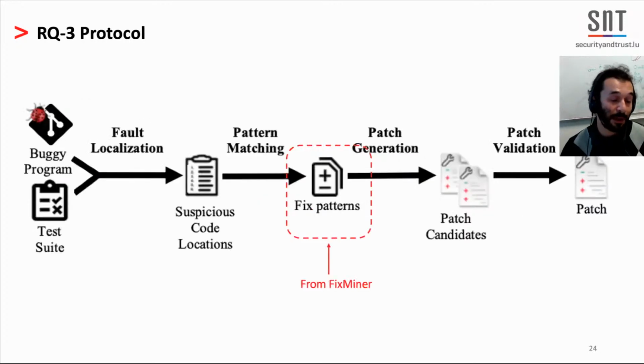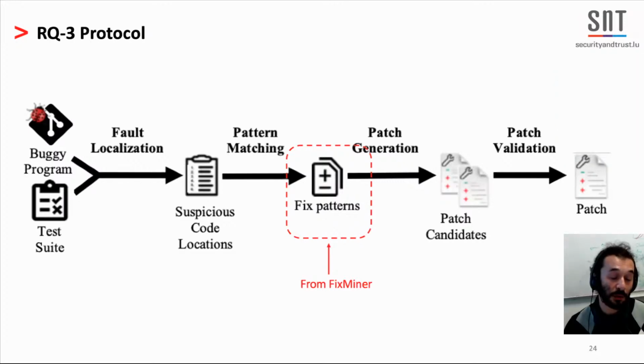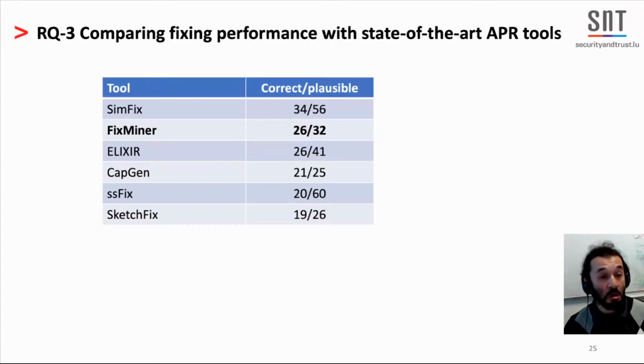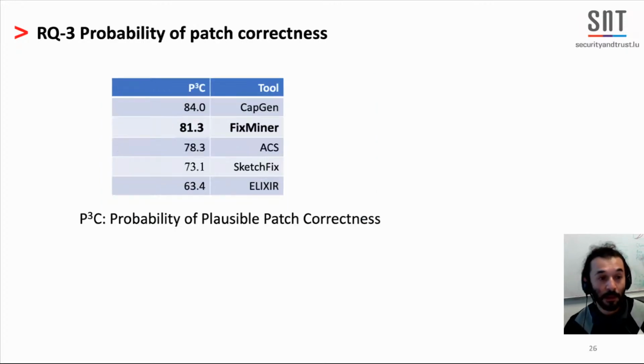We implemented an APR prototype system where we use the patterns that are mined from FixMiner. We evaluated our approach on the Defects4J benchmark and compared to other state-of-the-art tools. Overall, we find that we are able to fix 26 bugs correctly. While these tools generate several correct patches, they also generate many more plausible patches, which are not, however, correct. We studied this phenomenon and found that FixMiner produces patches with a higher probability of correctness, which is around 82%.